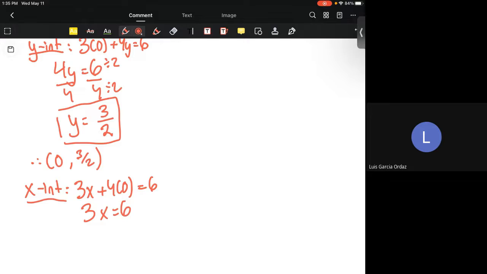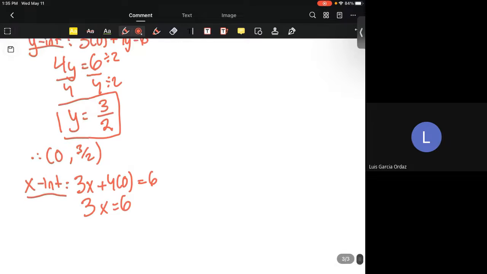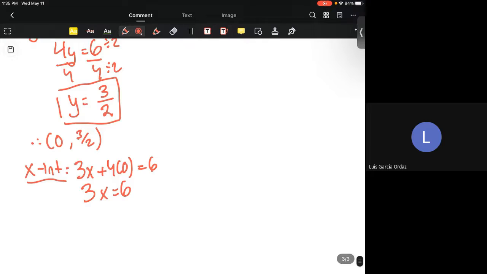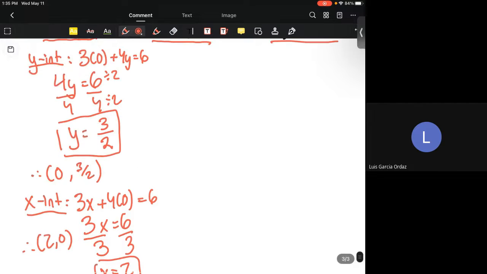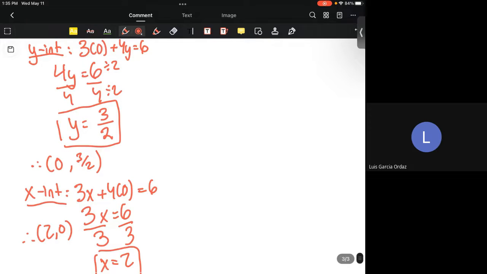I think you divide. By? Divide by 3. Yep, 3. So I get x is equal to 2, which means my x-intercept is 2, comma 0. Now the last thing I'm going to do for this question is I'm going to have you change it from standard form into y is equal to mx plus b. So I'll give you a chance to copy this down before I go any further.